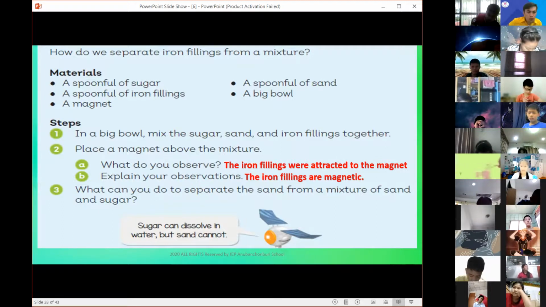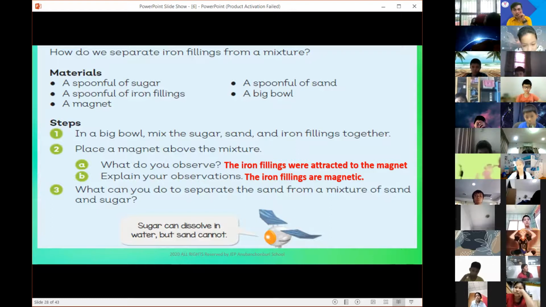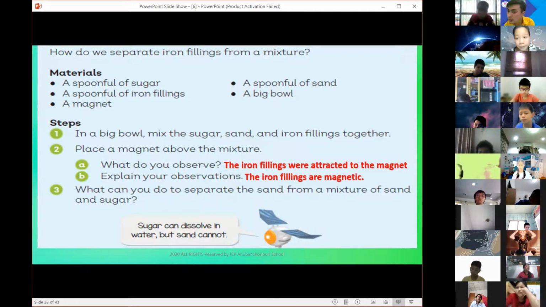What can you do to separate the sand from a mixture of sand and sugar? This is a little bit difficult. Sand and sugar. How can we separate them? Can we use sifting? So, Pakrit, can we use sifting for sand and sugar? No. What can we do then? How can we separate them? Nataya, do you have an idea?